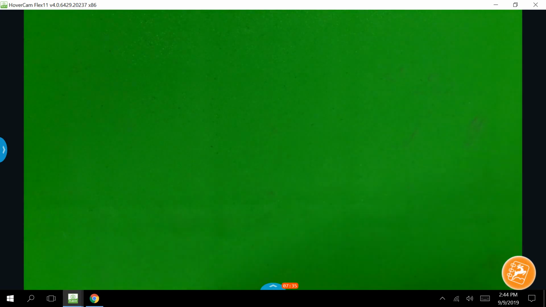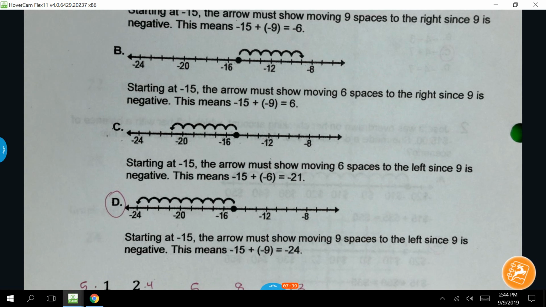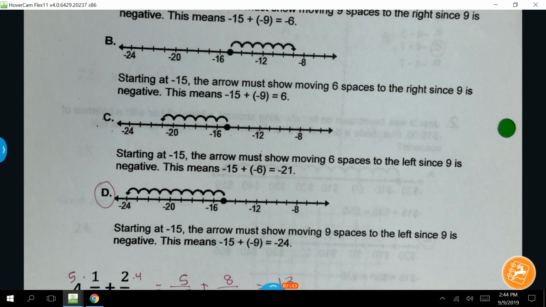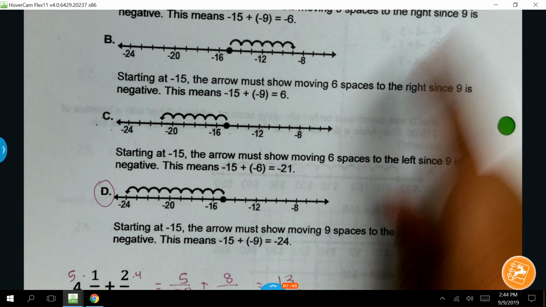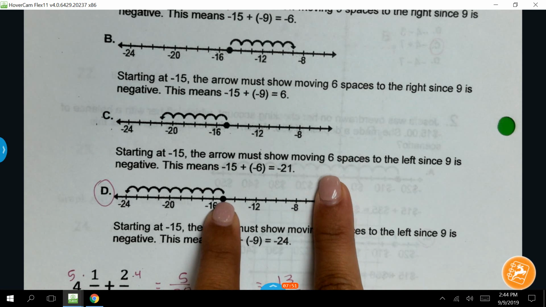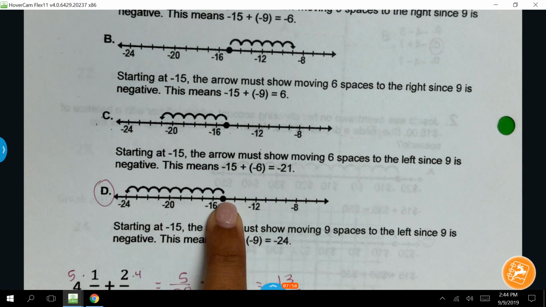Number 3, that should be answer choice D. So you're basically just looking at -15 plus -9. So if I started at 0 here, and then I went to the left -15, and then I'm adding a -9 to that as well, I'm going 9 more, and it ends up at -24. And that's the only number line that is correct.